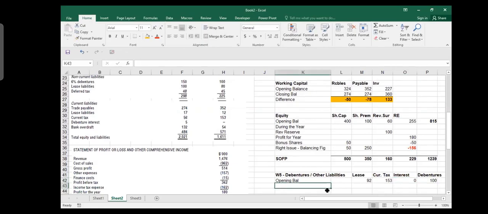Then during the year, what is happening? Did you pay some tax? What is your tax liability for this current year? I told you how to calculate tax paid: opening tax liability plus this year's tax expense minus closing tax liability. So my opening tax liability is 153. This year's income tax expense is 162.